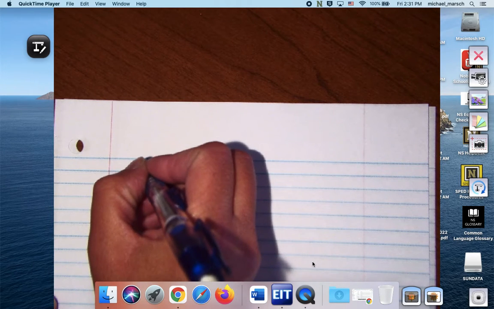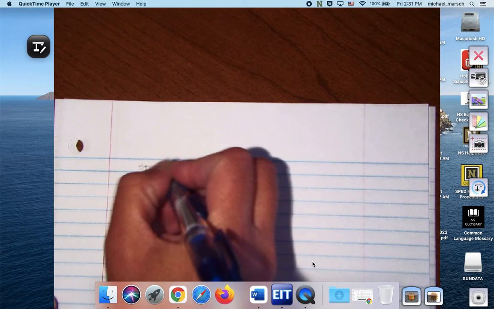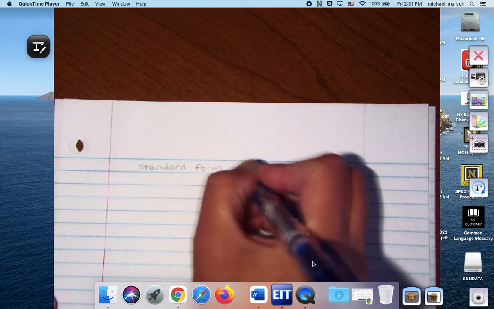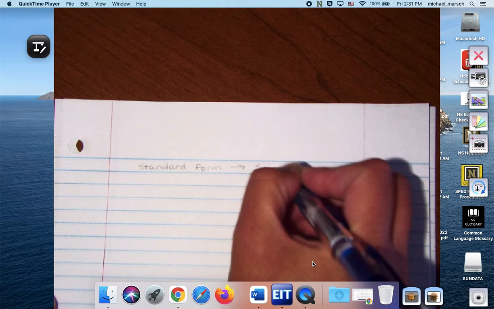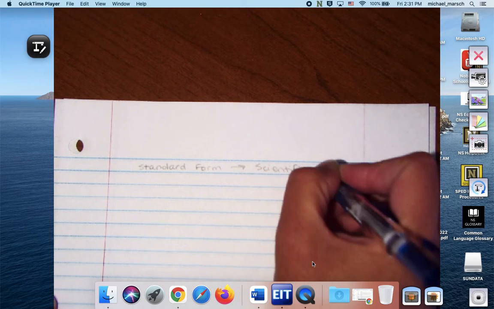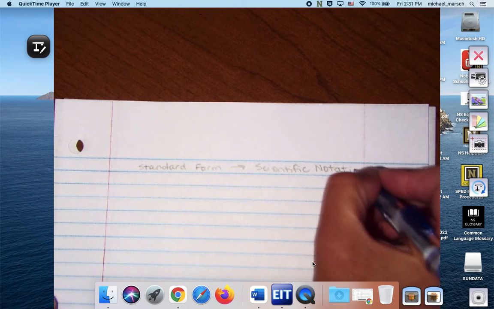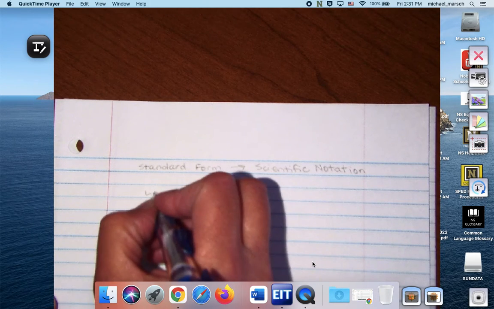This is still Friday, right? So we're going to do standard form to scientific notation. And this is going to be for large values.